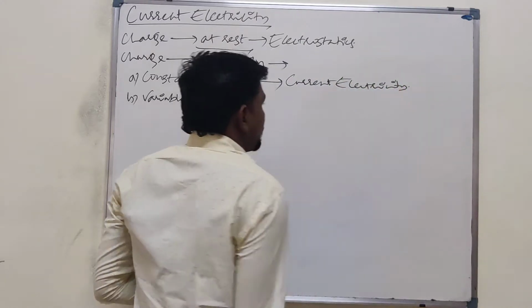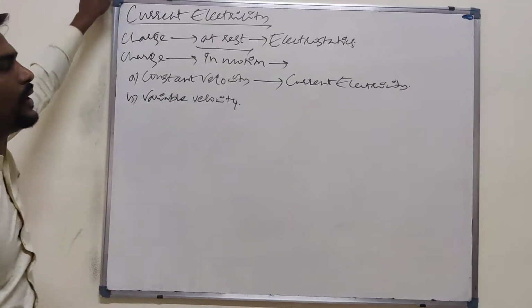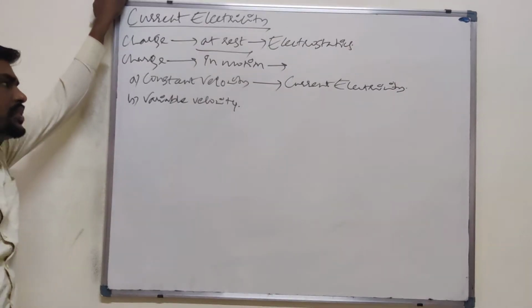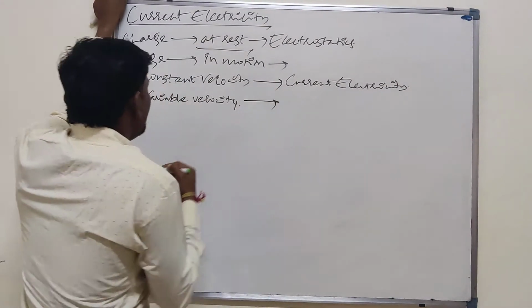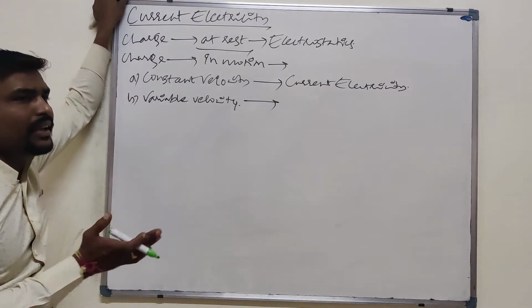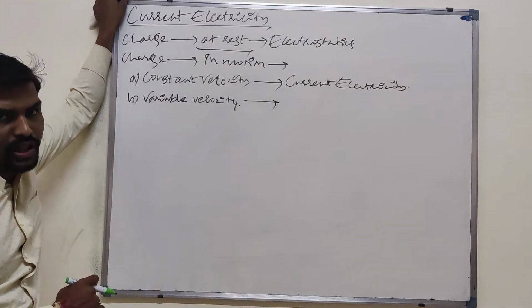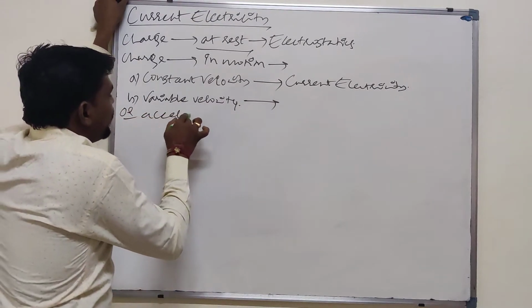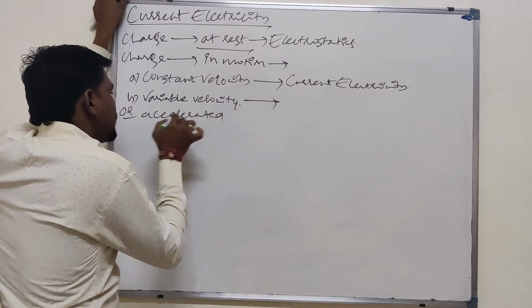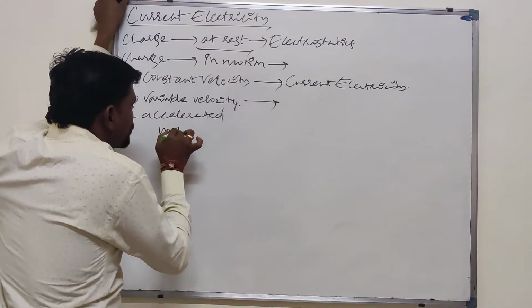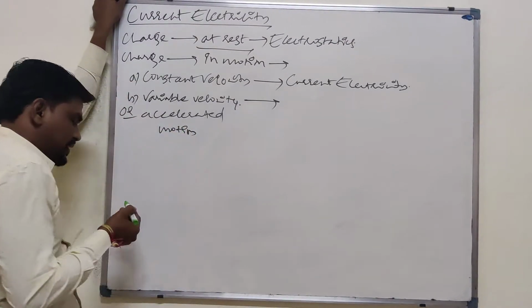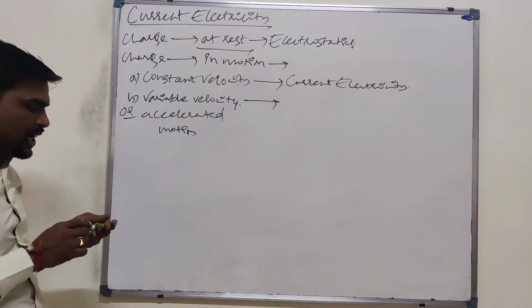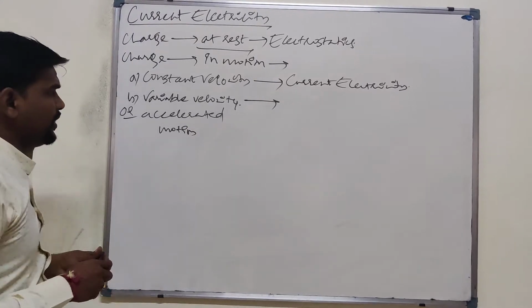Current electricity, right? So here the charge has variable velocity, variable motion, or it is also called accelerated motion of charge, right?